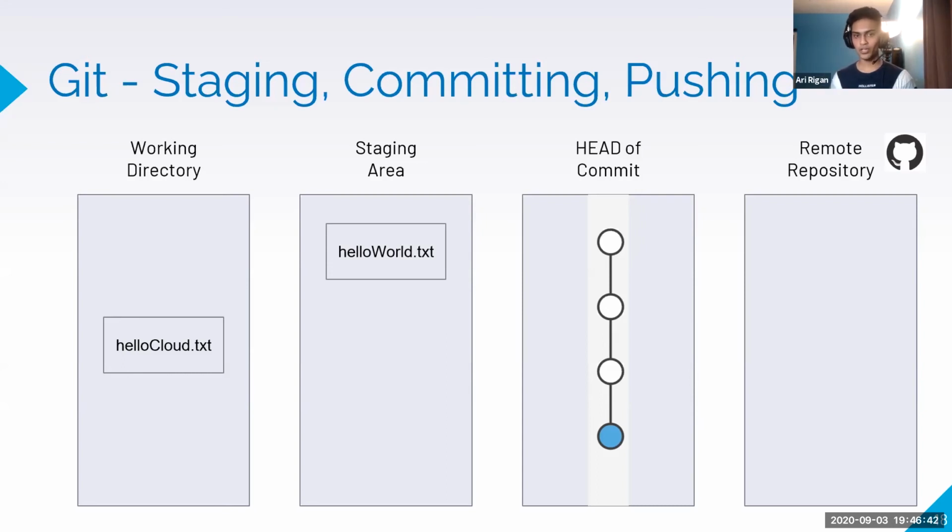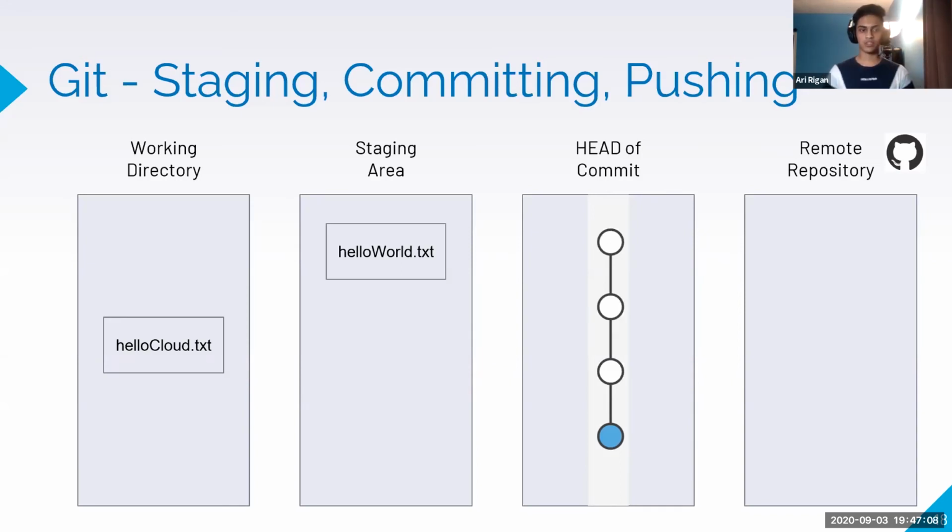Now, you might be wondering why we don't go directly to commits. It's because we may want to commit different files at different points in time, or we may want to commit different files under the same label. So we don't just go from working directory to commit for every single file.